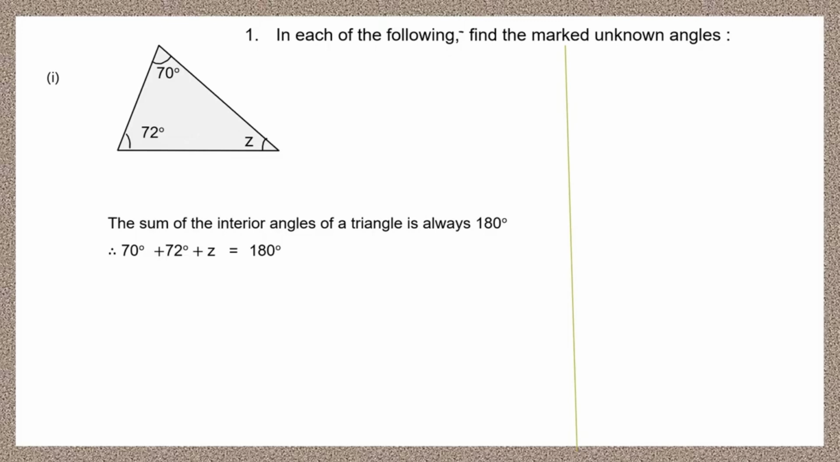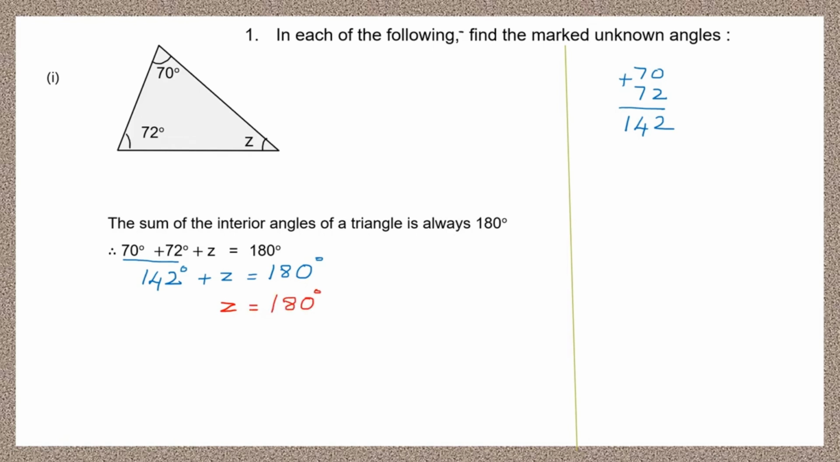So let's start working this out. Now let's add up 70 degrees and 72 degrees. So 70 plus 72, let's add it up, 2. 7 plus 7 is 14. So 142 degrees plus Z is equal to 180 degrees. Now the unknown angle here, I'm going to leave it on the left hand side. And what is on the right hand side, I'm going to leave it as it is.